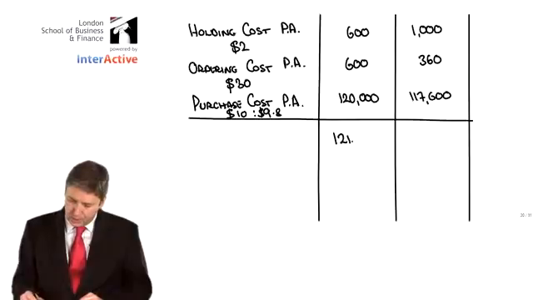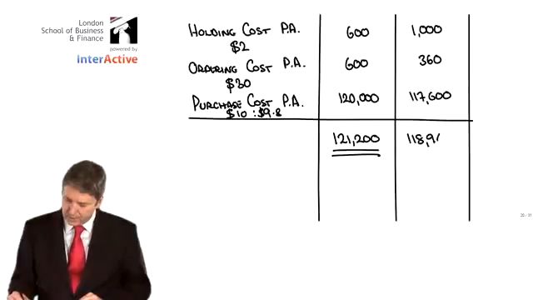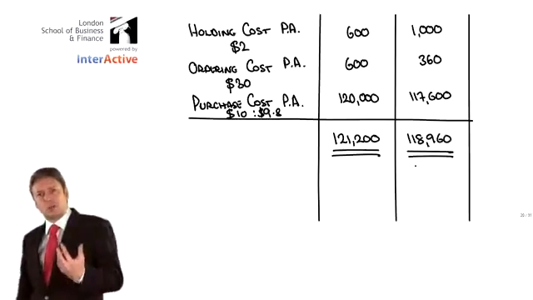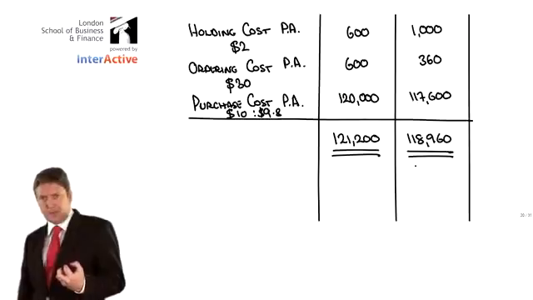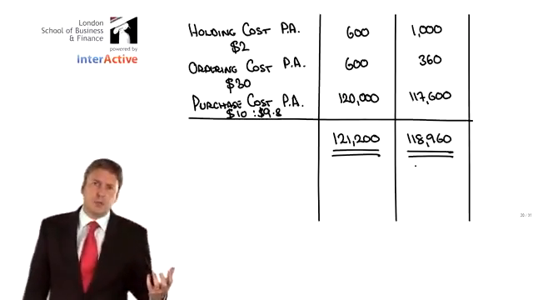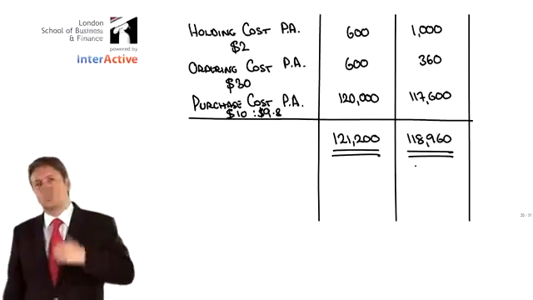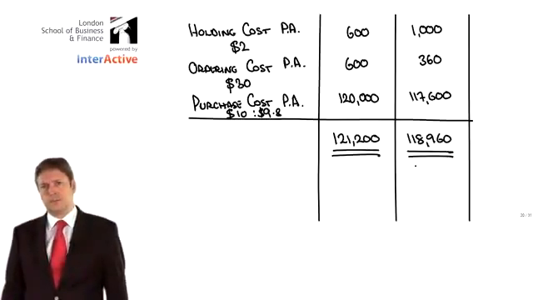Therefore, our total cost is 121,200. Our total cost is 118,960. I think we see here that by adopting the bulk discount, we do benefit because the savings in the purchase price are considerably higher than the additional costs in the other costs.